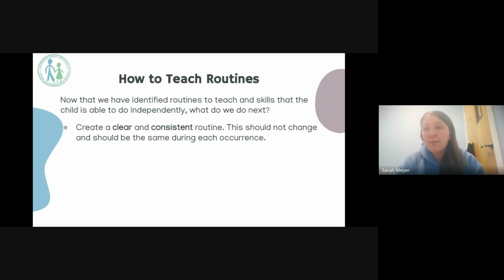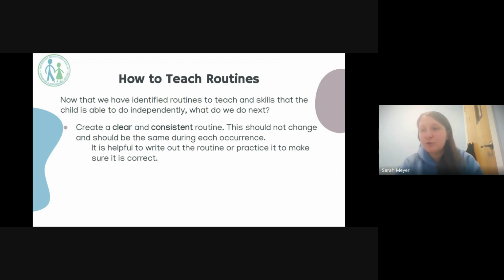So again, our main goal is to build independence with our kids. They need to know exactly what is expected. It may be helpful to write out the routine or practice it to make sure that it's realistic of what is occurring. Everybody has that picture perfect idea of a morning routine, but we have to always kind of curb our expectations to what's realistic for our family and what's realistic for your child.